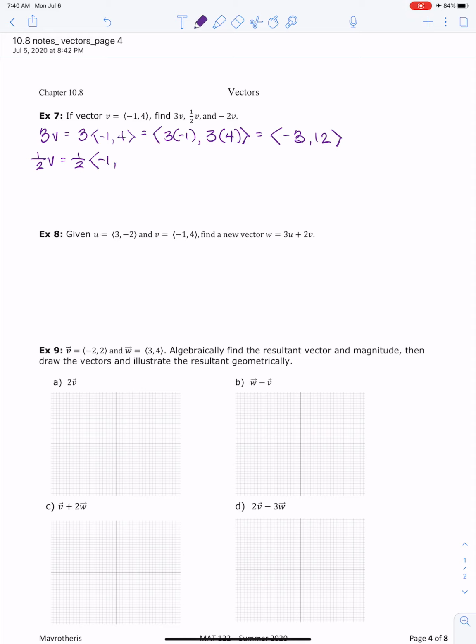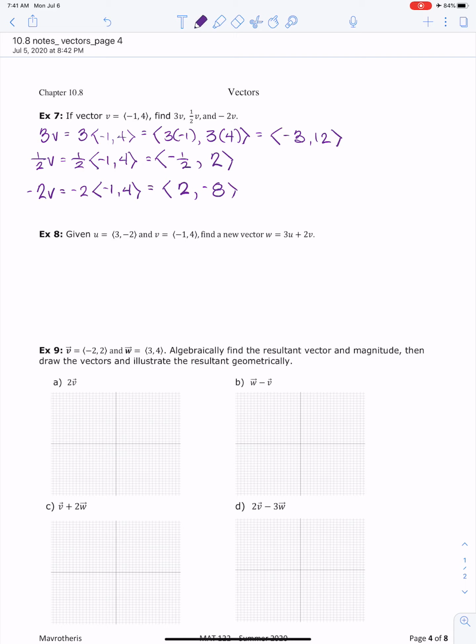1/2 times our vector negative 1, 4. 1/2 times negative 1 is negative 1/2. 1/2 times 4 is 2. And then our last one, we have negative 2v. Negative 2 times negative 1, 4. Keep in mind, just like when we did the subtraction, the negative 2 makes this go the opposite direction. And I get a positive 2, negative 8.